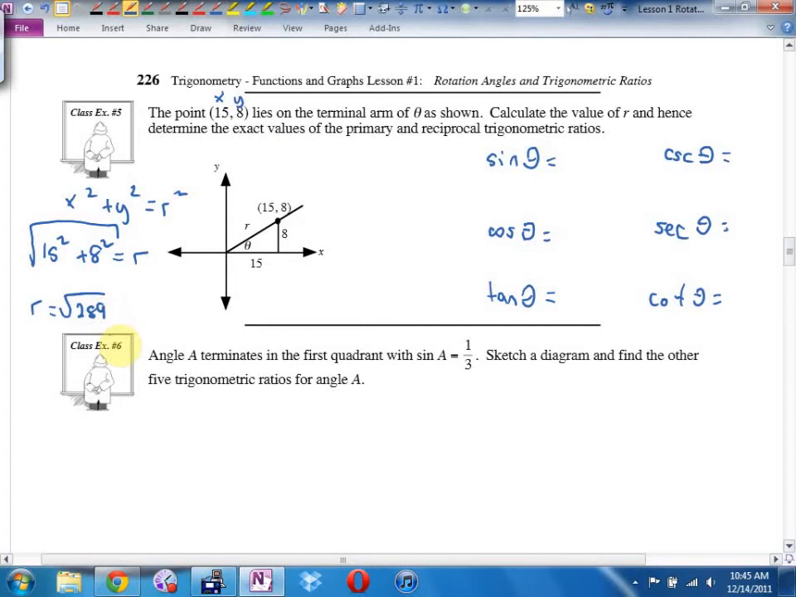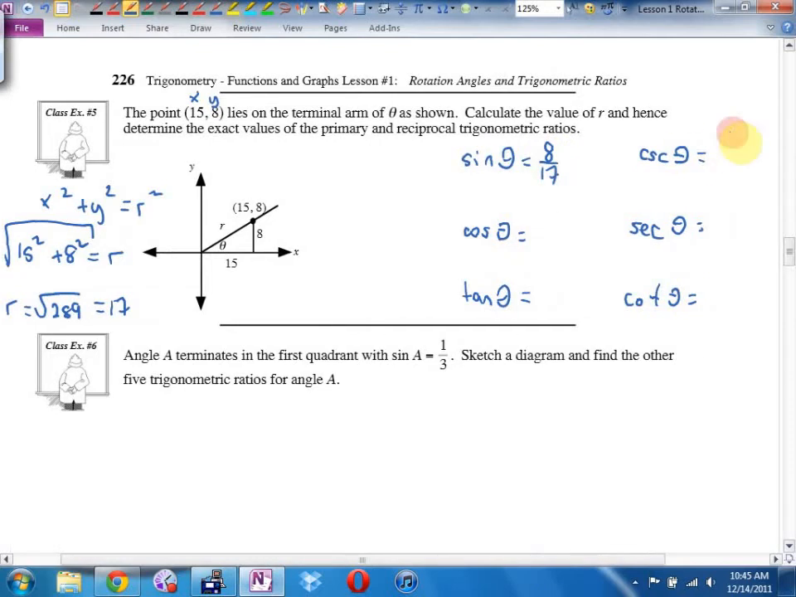Sine is what over what in terms of X and Y and R? If you have to turn back and look, go ahead. Y over R. Specifically here, then, what's it going to be? What over what? Oh, and now I can do cosecant right away as well. 17 over 8, yes? That's why I made sure to write them in their pairs. It makes the second part way easier.